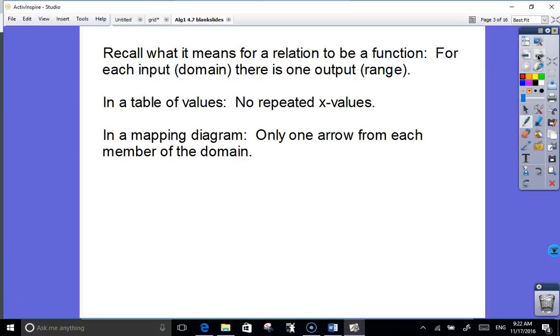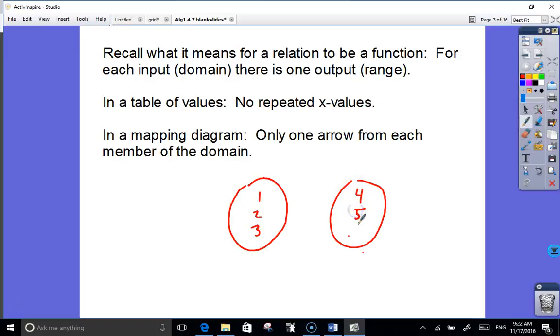No repeated x values. In a mapping diagram, it was something like this. 1, 2, 3, 4, 5, 6. If you have more than one arrow coming from a member of the domain, which is on the left, then you're going to say that's not a function. That's like having a repeated x value in a table of values.